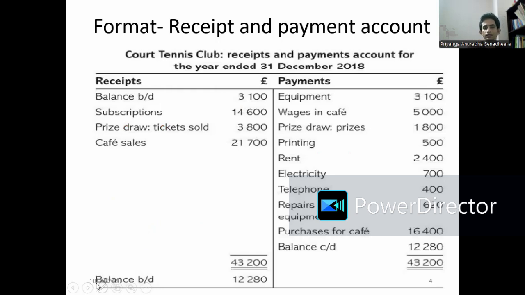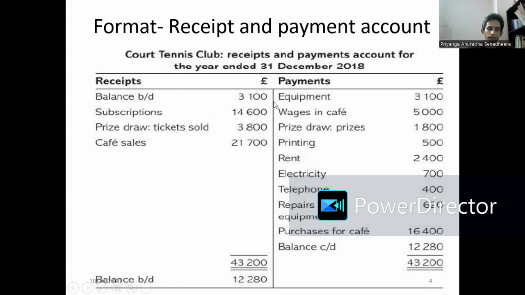Okay, this is an example, a format of a receipts and payment account. You can see the opening balance is also on the debit side, because the cash balance can normally be an overdraft, but all receipts will be on the debit side. But the really important thing to remember here is that in club accounts or non-profit making organization accounts, the subscription is always there in the receipts and payment account.